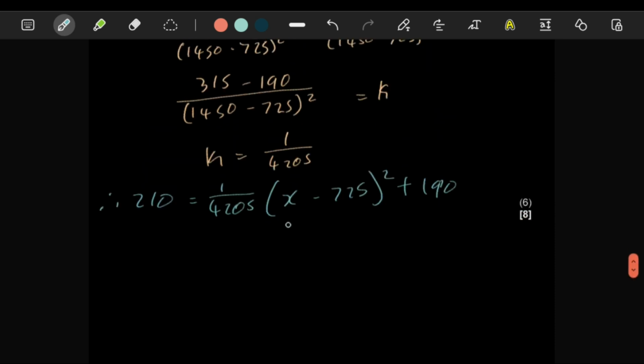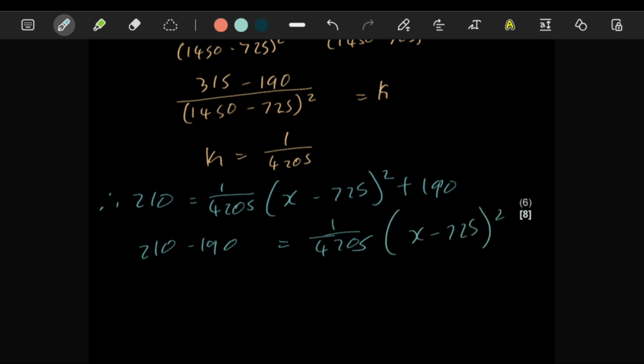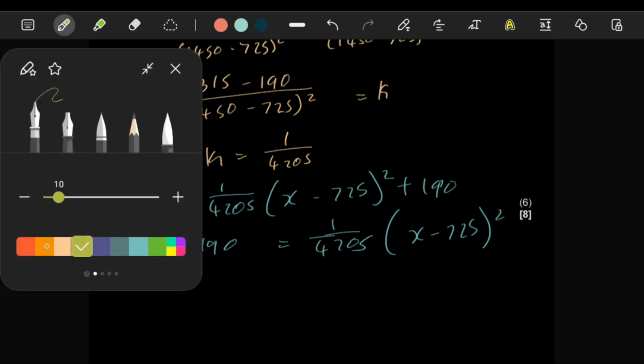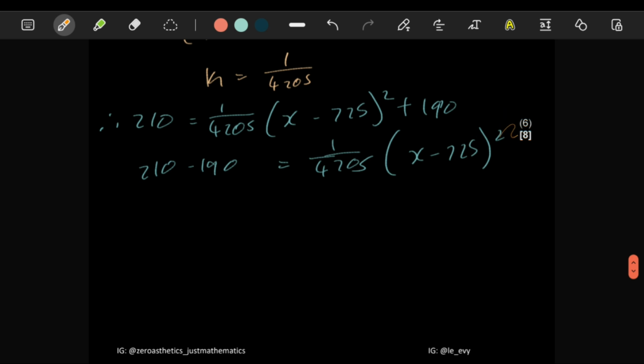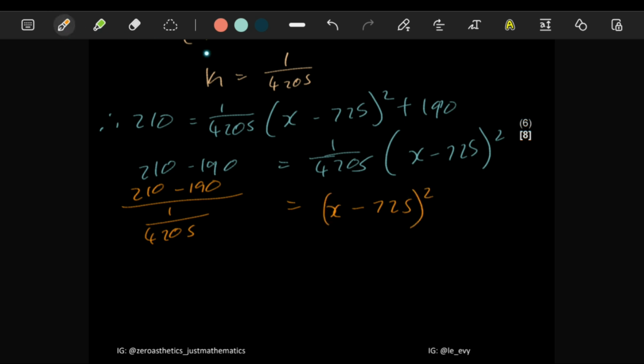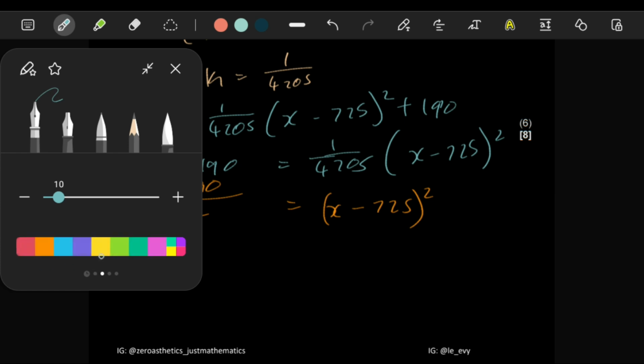Isolating x, this can go over. It's 210 minus 190, and then divide both sides by this value. So it's going to be 210 minus 190 divided by this, and then it's x minus this. Hey, this paper was quite easy, to be honest. I feel like the last few papers I've been doing, that's what I've been saying so much. You can probably hear from the tone of my voice, the boy is tired. This week has been long.